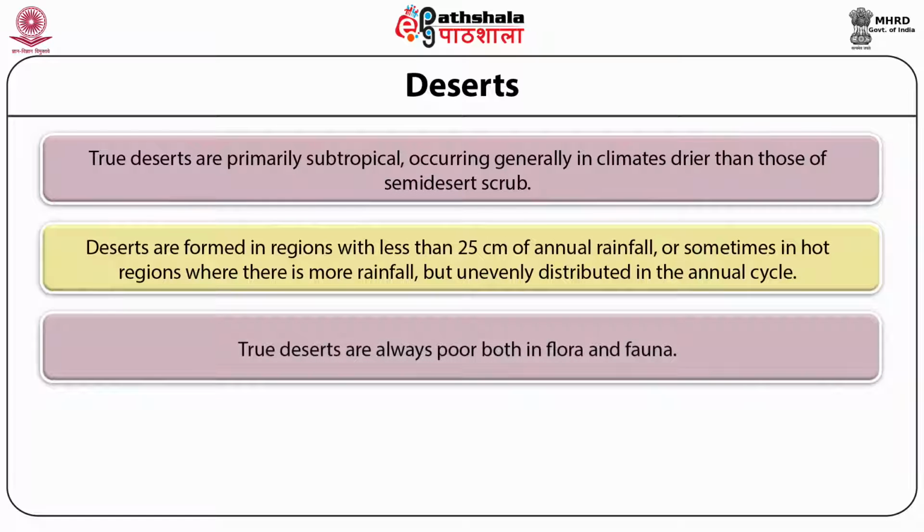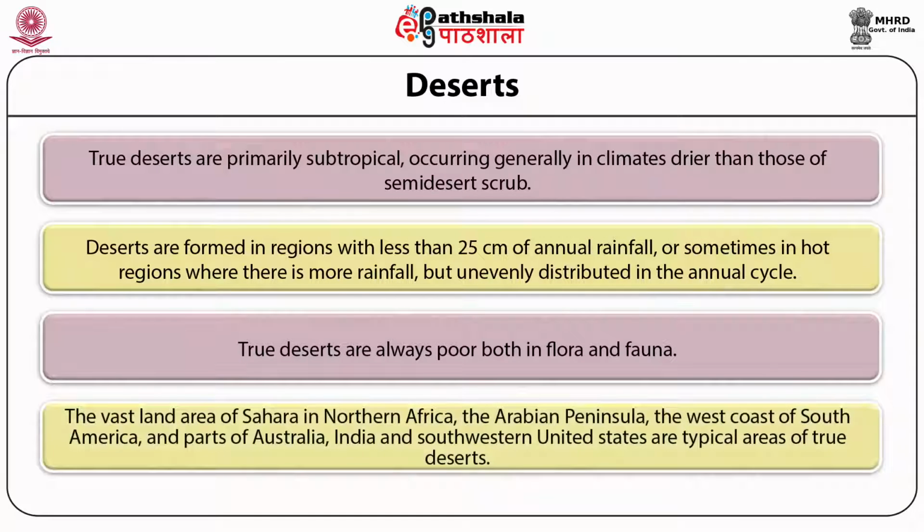True deserts are always poor both in flora and fauna. The vast land areas of the Sahara in North Africa, the Arabian Peninsula, the west coast of South America, and parts of Australia, India, and southwestern United States are typically areas of true deserts.